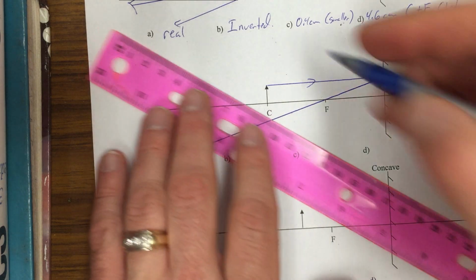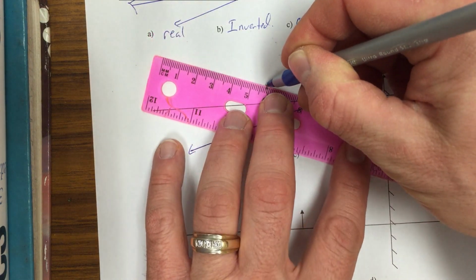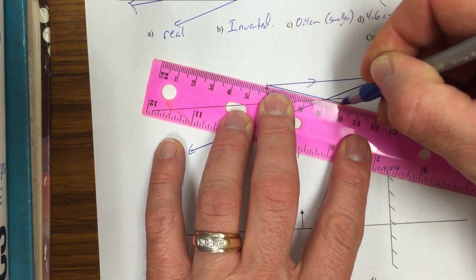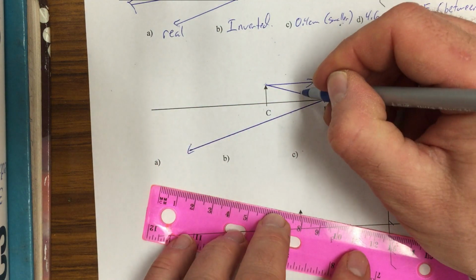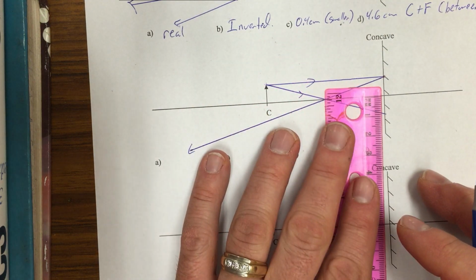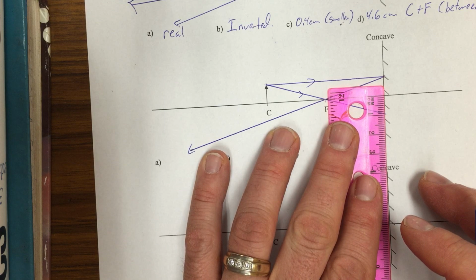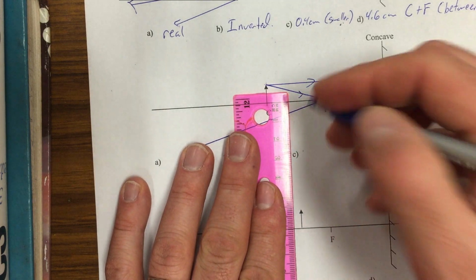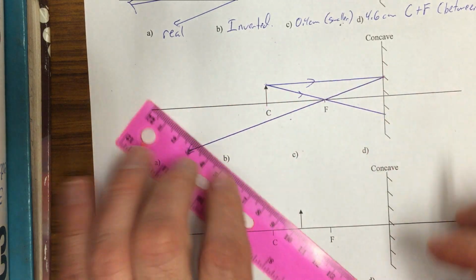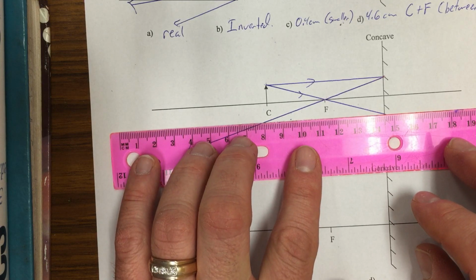The next light ray is in through F. Arrowhead. And we have to measure this here. 0.9. And we draw it out.